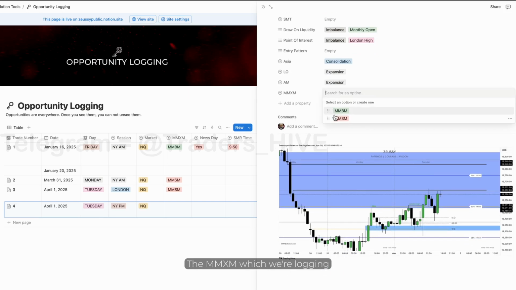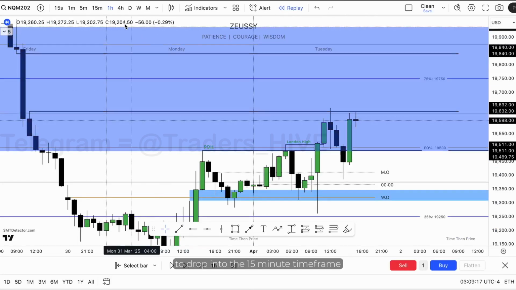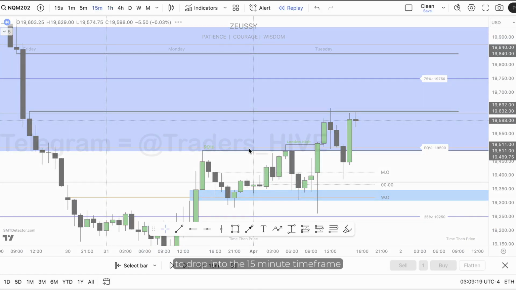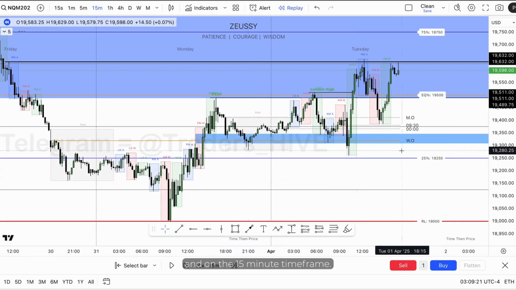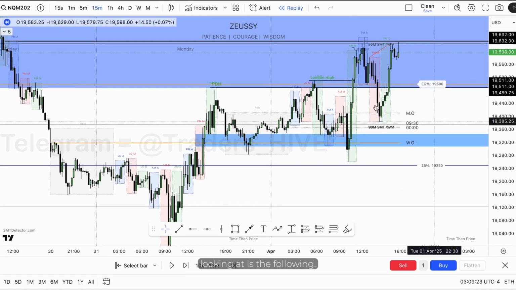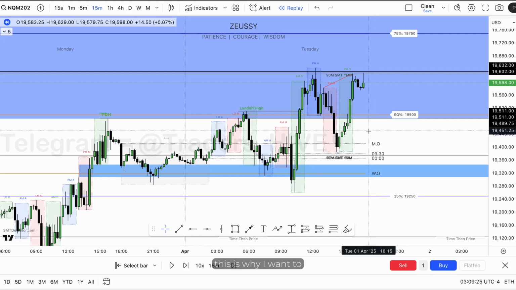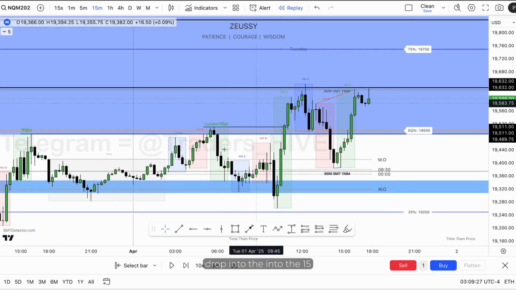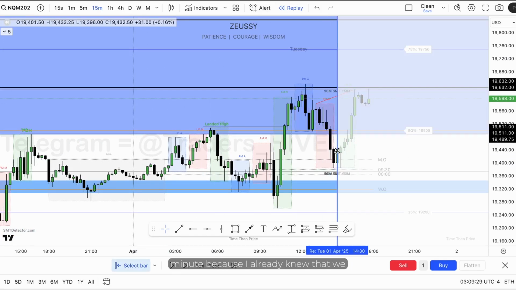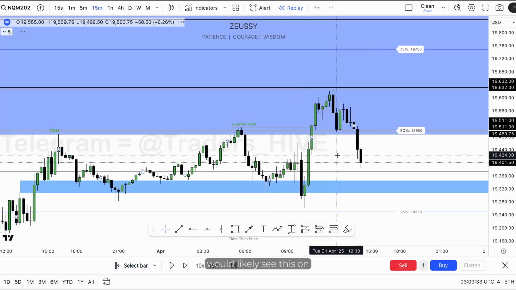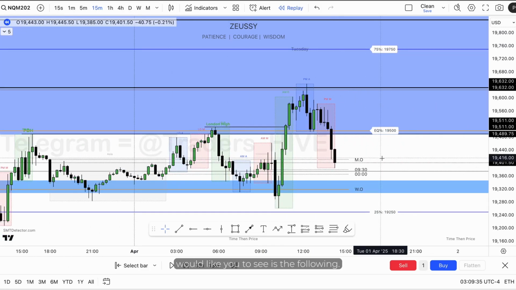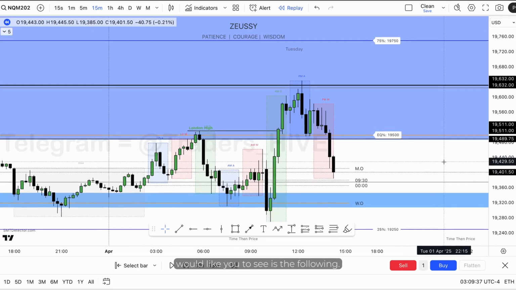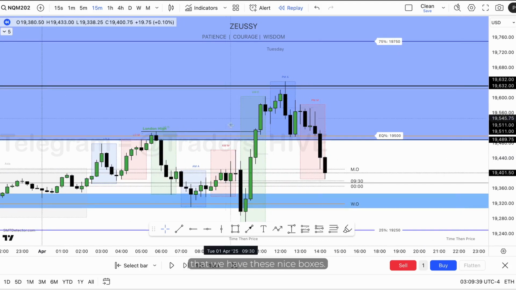The MXM, which we're working, is a market maker sell model. So what we're going to do is drop into the 15-minute time frame, and on the 15-minute time frame, what we're going to be looking at is the following. This is why I wanted to drop into the 15 minutes, because I already knew that we would likely see this, and what I would like you to see is that we have these nice boxes.